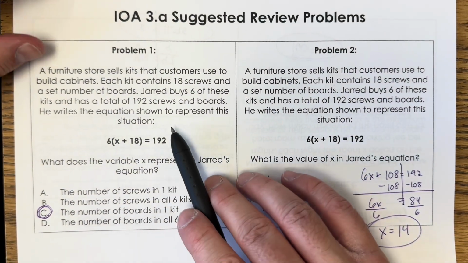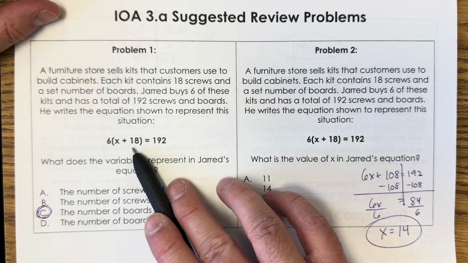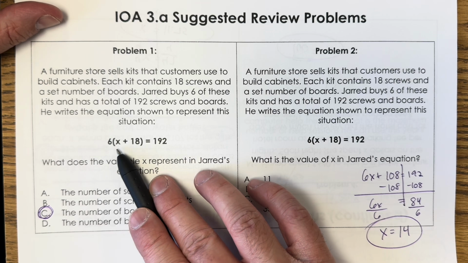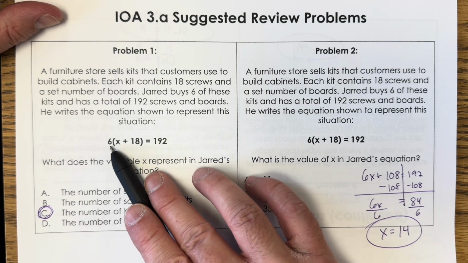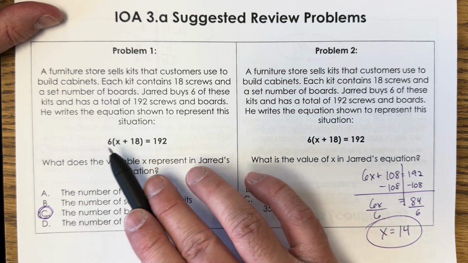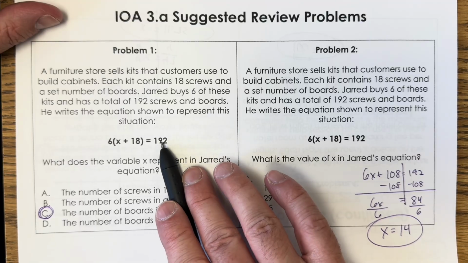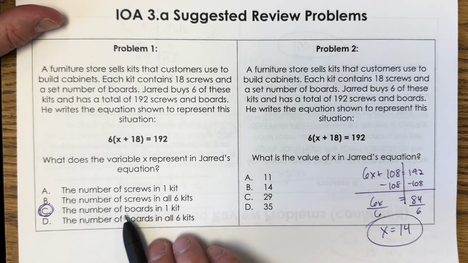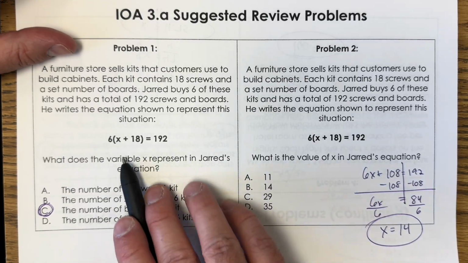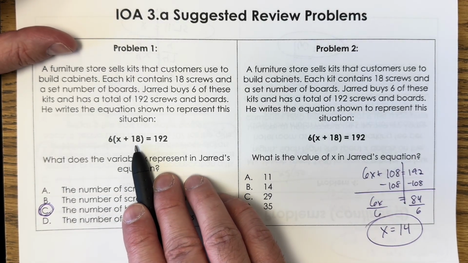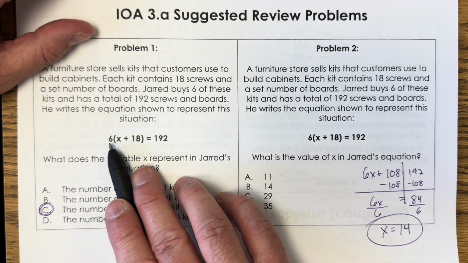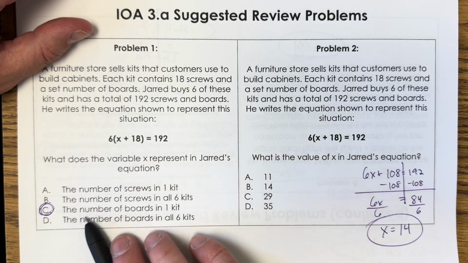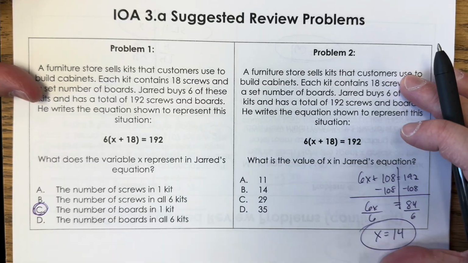Okay. Each kit has 18 screws and some number of boards. X is the number of boards. There are 6 total sets. Okay, so there's boards and screws. And then there's 192 total of everything. So it asks us what X represents, and X represents the number of boards in one kit, and we know that because 18 represents the number of screws in one kit, because that 6 out here represents how many kits there are. Okay, so C is the correct answer there.